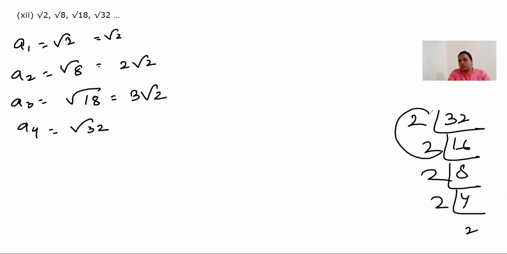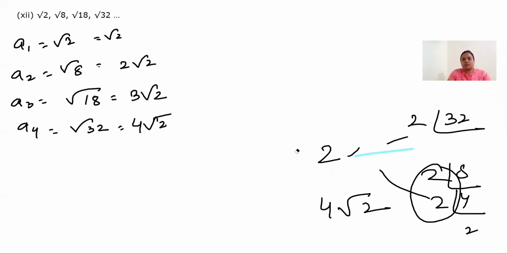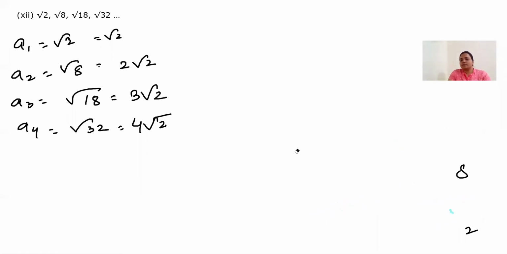So this in pair, this in pair. So 1 2 out of this, 1 2 out of this. 2 2s are 4. And this 2 will be left inside the root. This will be 4 root 2. Now you can see this is an AP.